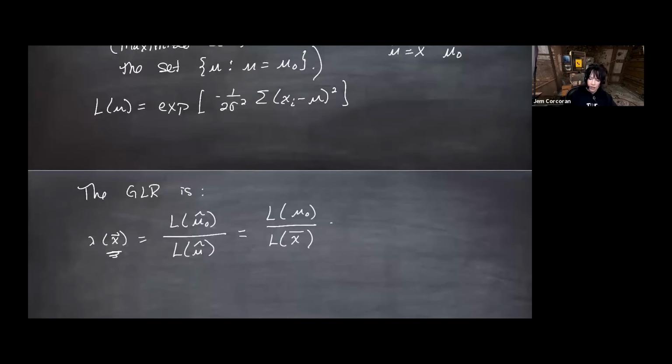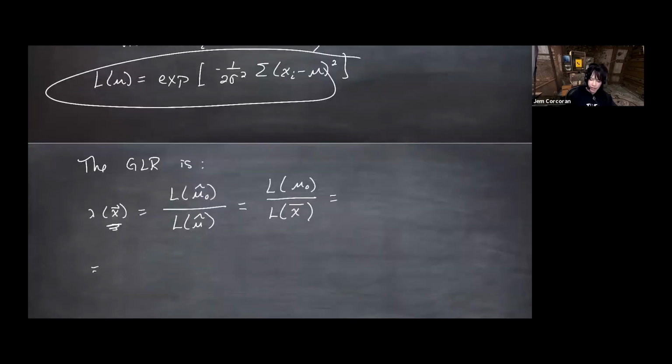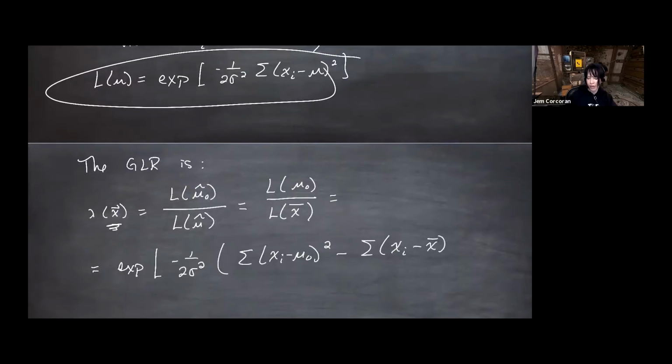Okay, so if you plug this stuff into this, you end up with e to the minus 1 over 2 sigma squared, times the sum of the (xi minus mu naught) squared minus the sum of the (xi minus x bar) squared.